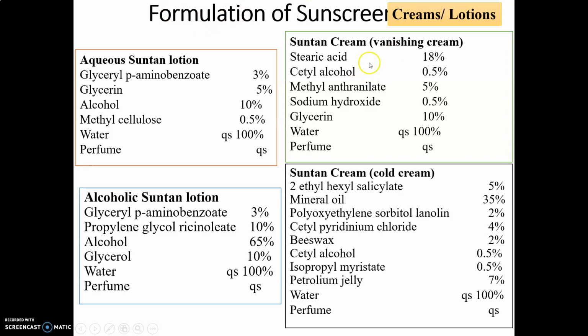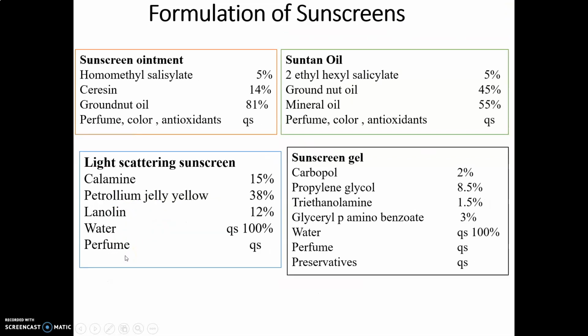Then suntan creams are there, which are incorporated into the vanishing base. Okay, so here they have used methyl anthranilate, which is incorporated into the vanishing cream base. Then this is the cold cream base, where 2-ethyl hexyl salicylate as a sunscreen agent is incorporated, and they try to form a cold cream suntan cream by utilizing cold cream. Some of the alcoholic suntan lotions are there. So here they have used glyceryl para-aminobenzoate, which is incorporated into alcohol and glycerol further.